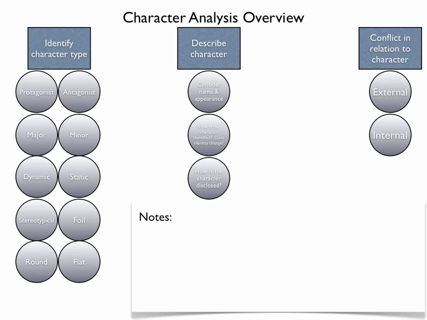Lastly, a flat character is viewed from only one perspective and has one type of personality. Chewbacca, R2-D2, and C-3PO are examples of flat characters. Sometimes, flat characters could also be considered static characters.